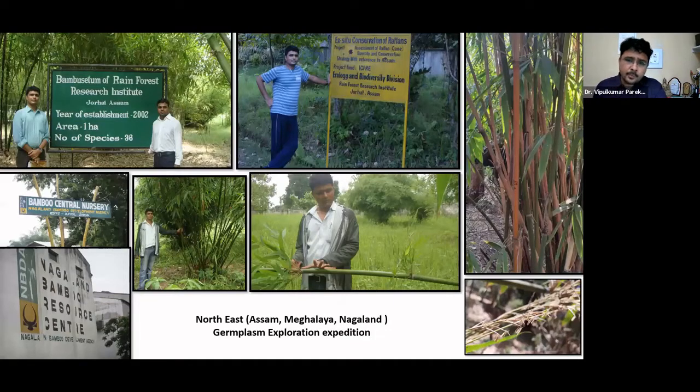So from my joining of this station in 2010, I started the conservation work with the first expedition for germplasm conservation in Northeast India, particularly Assam, Meghalaya, and Nagaland. We collected different species of bamboo, particularly long internode bamboo, which has internodes of 1 meter in length, and it is particularly useful for the kite industry of Gujarat.